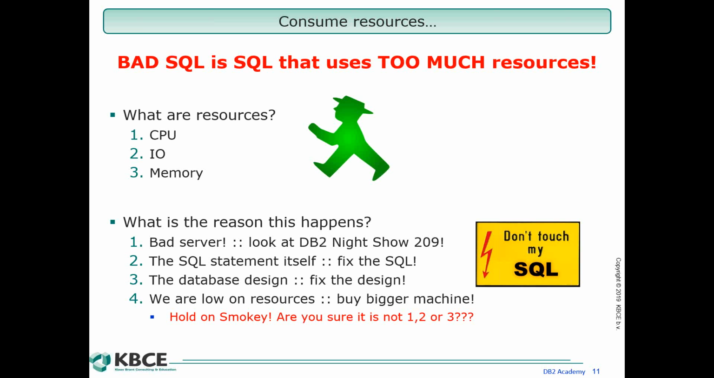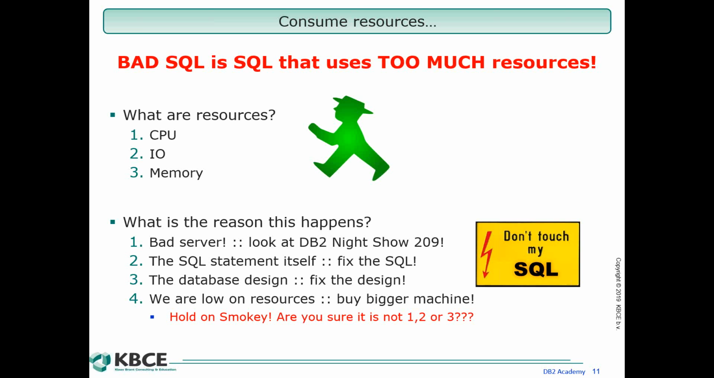When does this happen? Well, it could be that, for instance, you have a bad server. Again, look at Db2Night Show 209. Maybe it's the SQL statement itself. And well, we could talk a complete hour about how to design your SQL and how to make sure that you have the proper number of columns in the index, etc. But as I said in the beginning, very often the SQL is a given thing. So let's rule that out. Maybe it's the database design then. Okay, yes. There are a few things we can do about the database design. I'll talk about that a little bit later.